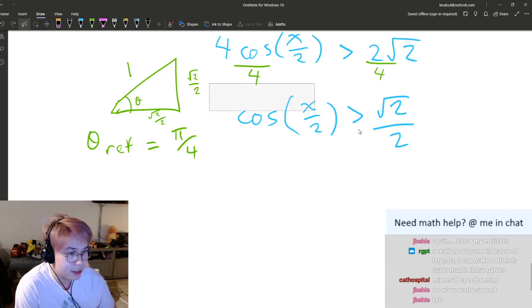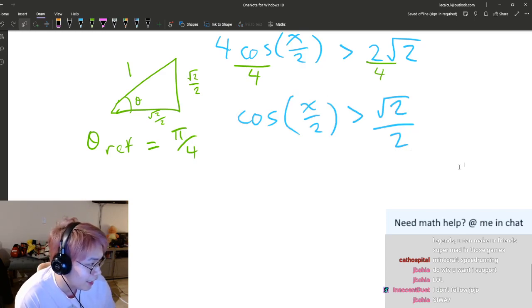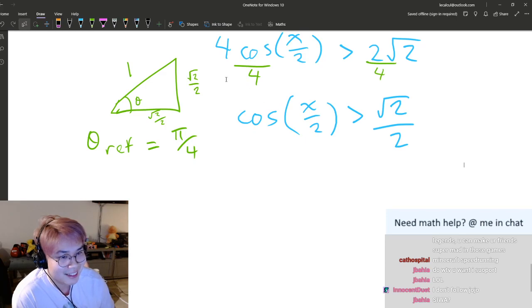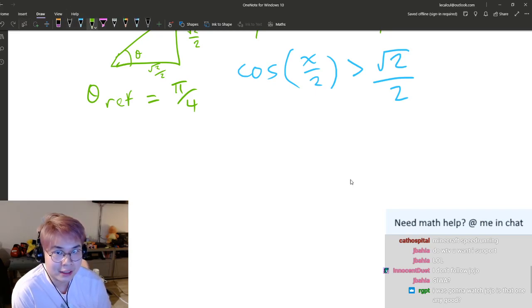Anyways, okay, I want to find out when cosine is... no, not JoJo Siwa, it's an anime. I need to find out when this is larger. So, I just found out where it's equal to root 2 over 2.